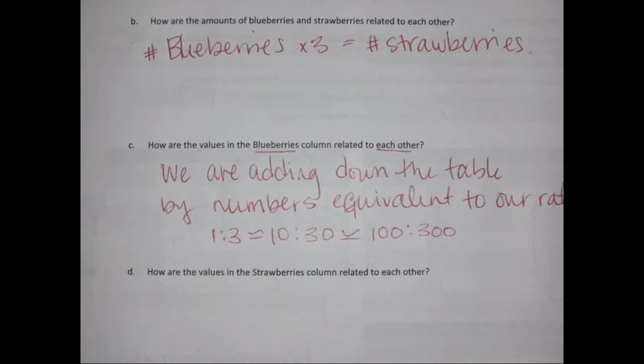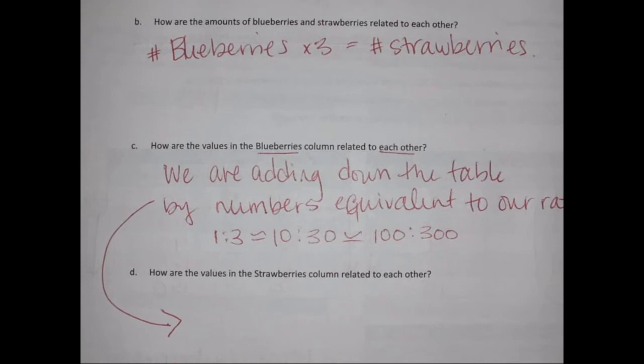So how are the values of the strawberries columns related to each other? Same thing, right? Same exact thing. We're adding by a value equivalent to the ratio, or by the ratio itself in the case of table 1. We added by 3s.